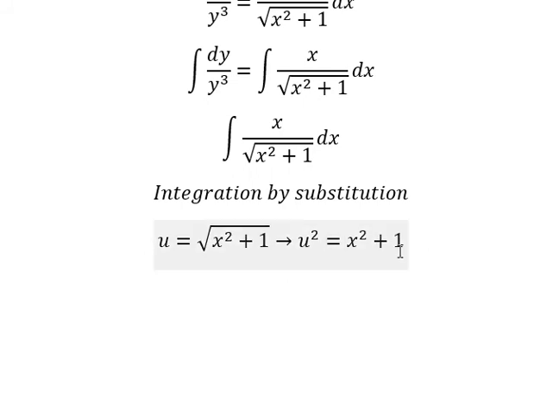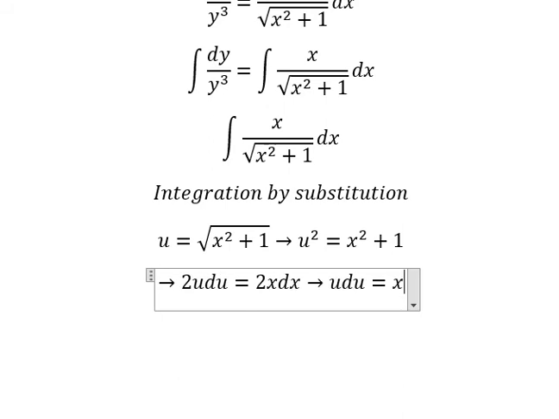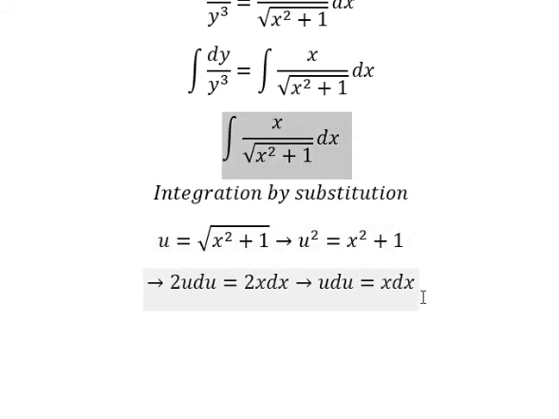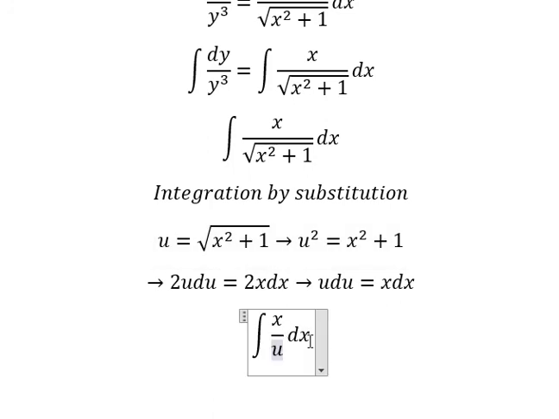Next, we take the first derivative of both sides, and you get 2u du equals 2s ds. Next, we divide both sides by 2, so you get u du equals s ds. This one we change to u. s ds we change to u du.